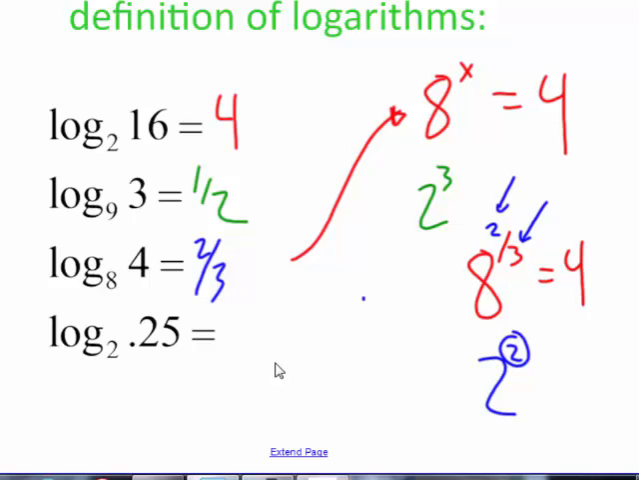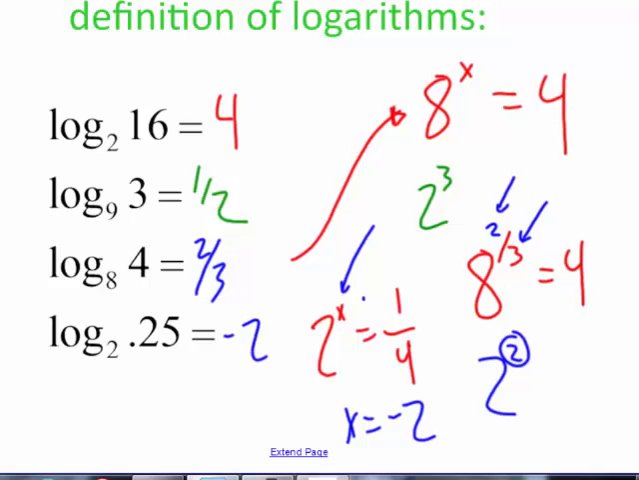Log of 0.25 base 2. So base 2 to some power equals 0.25. I'm going to change this to 1/4 so I could visualize this. Well, I know I need a negative to get the fraction flipped, so I know x is going to be negative. And 2 to what power gives me 4? Well, 2 squared gives me 4. So that one I could probably think through mentally and see that it's -2.